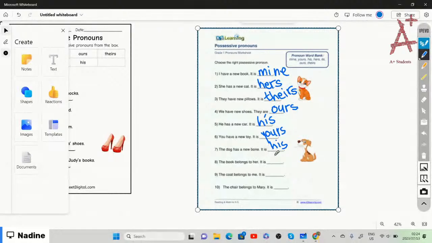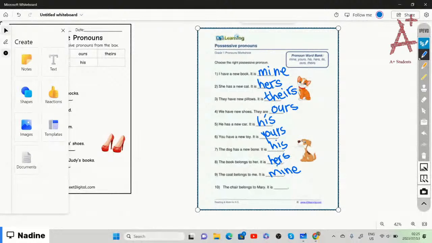The book belongs to her. So if the book belongs to her, then it is hers, right? And the coat belongs to me. If something belongs to me, then definitely it is mine, right? It shows possession, ownership, meaning that I own it, it belongs to me.